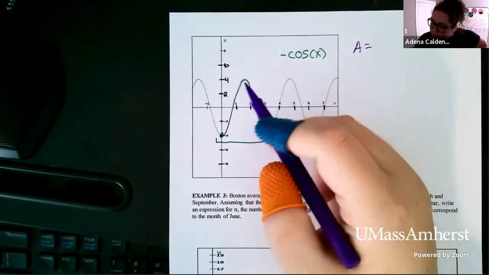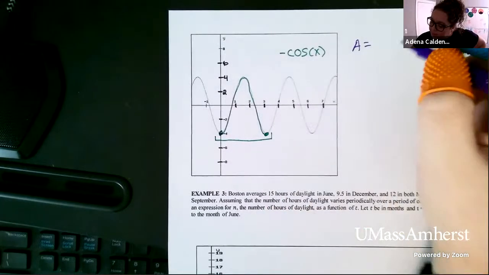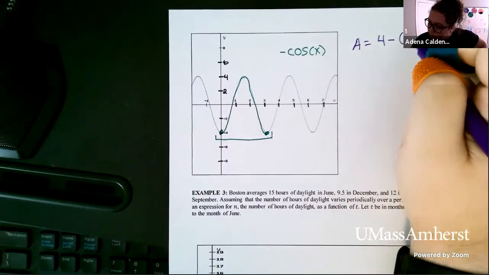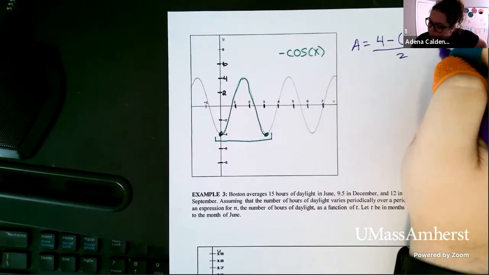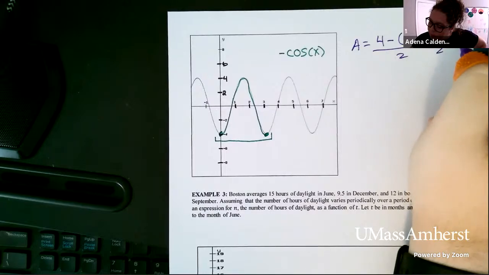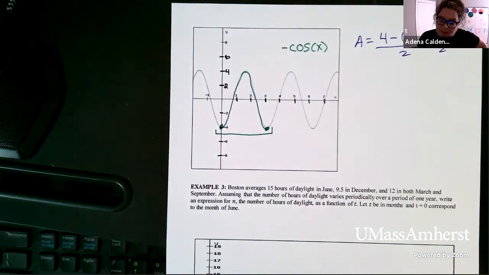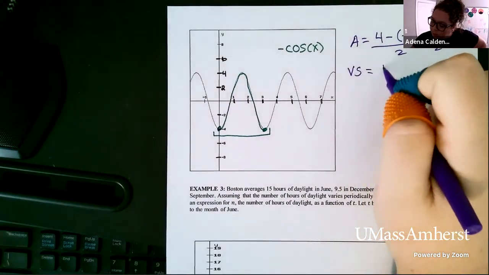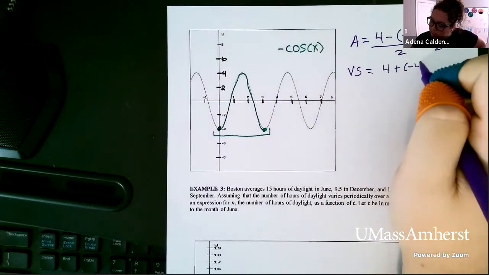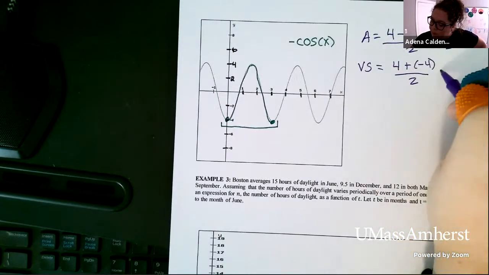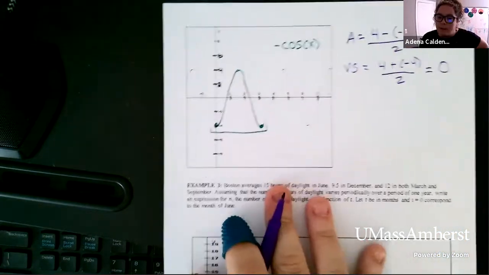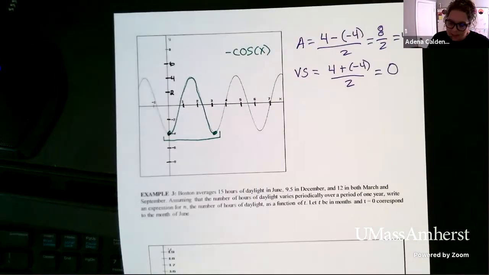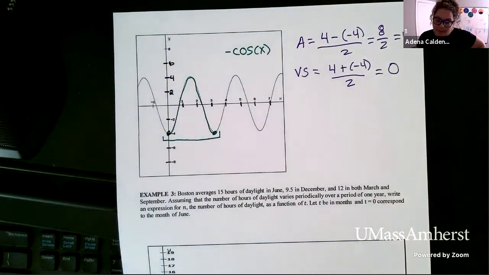So now we want to take into account all the other pieces we need. So let's start with the amplitude. So here, the maximum looks like it's at 4 minus the minimum at -4, divided by 2. So we have 8/2, which is going to give me an amplitude of 4. My vertical shift will be 4 plus -4 over 2. 4 plus -4 is 0. So I know that there isn't a vertical shift here, that I don't need to add anything at the end. And then the last part I have to figure out is the period.